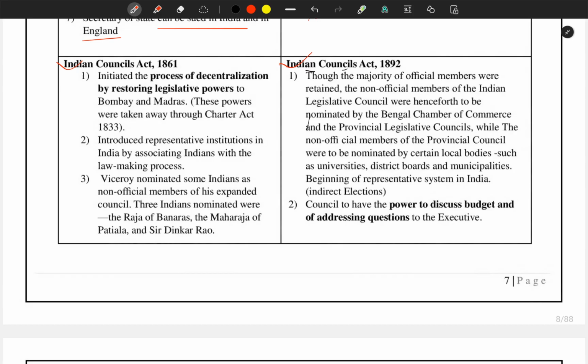Basically, the process of decentralization started with the Indian Councils Act of 1861. What was the step that was taken towards decentralization of powers? Basically, legislative powers were restored to Bombay and Madras. Later, they were taken away from Bombay and Madras and completely vested in the Governor General of Bengal only. So now onward, their legislative power will be restored.